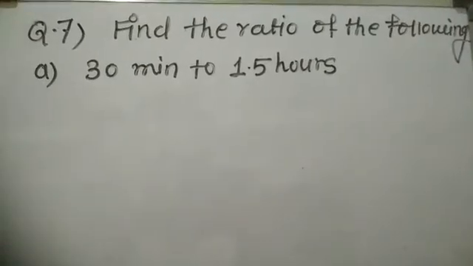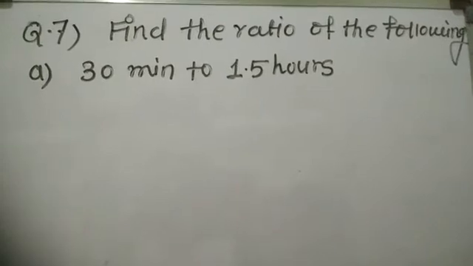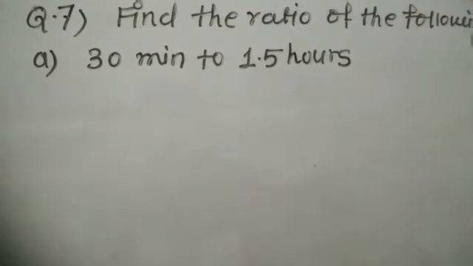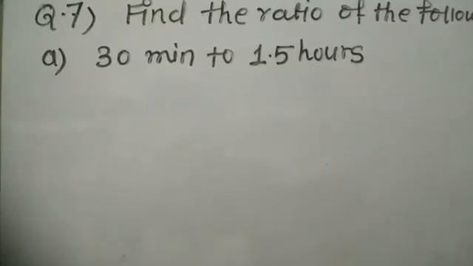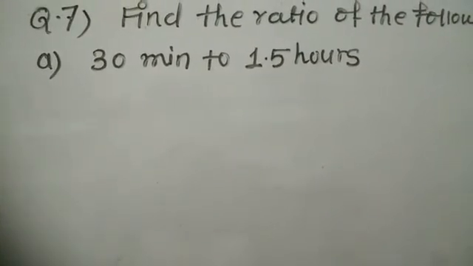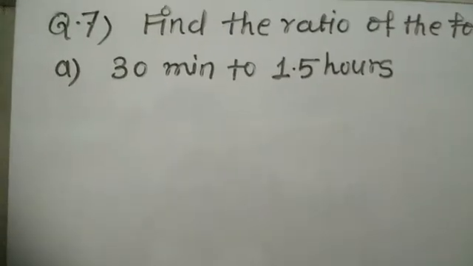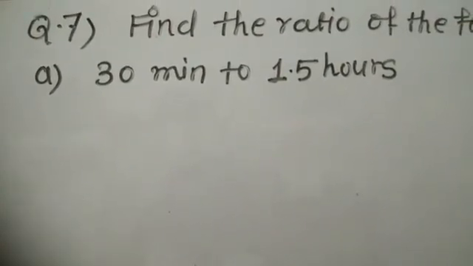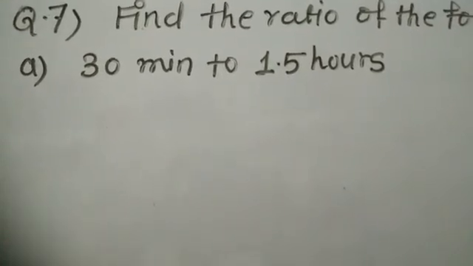Students, now I am going to discuss question number 7, which is again find the ratio of the following. See the first example. Here we are asked to find out the ratio of 30 minutes to 1.5 hours. Children, we know that for comparison by ratio, the quantities must be in the same unit. And if they are not, then we should express them in the same unit before taking the ratio, right? Here you can see the quantities are not in the same unit. Hence, we cannot take the ratio of these quantities yet. To take the ratio, first we have to express them in the same unit.